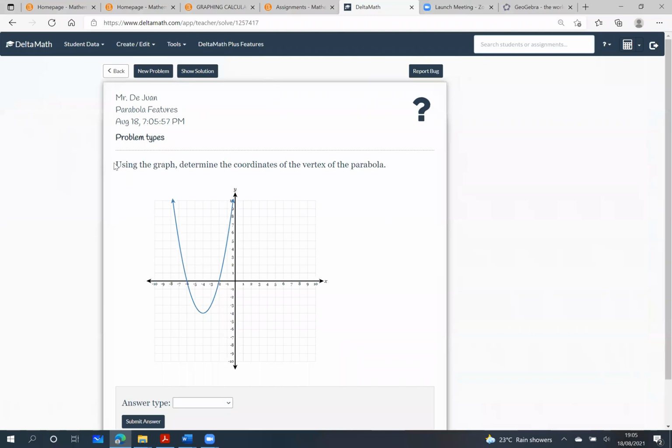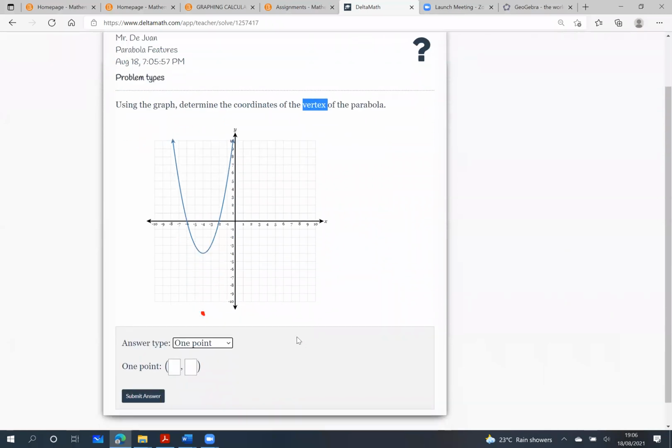Parabola features. Now, when we do parabola features, we are just reading the question and the graph. In this question, it's asking us for the vertex. And if you will recall, the vertex is always the furthest point at the bottom. So a vertex will only have, as we've talked about in class, one point.